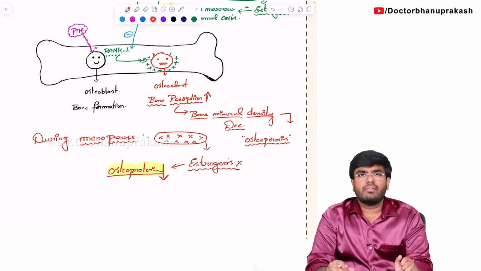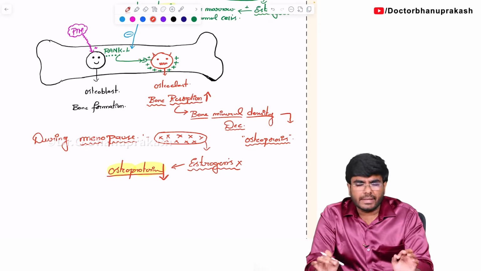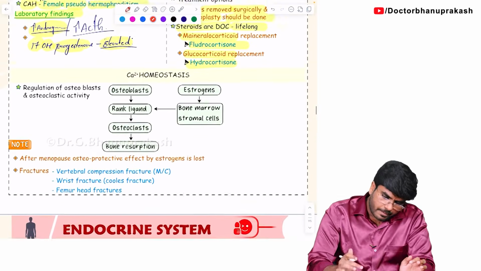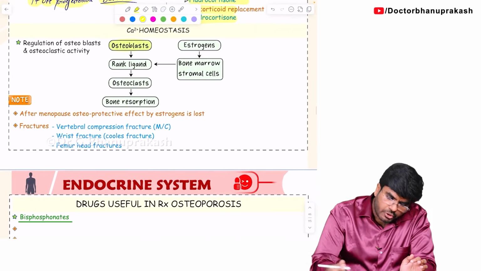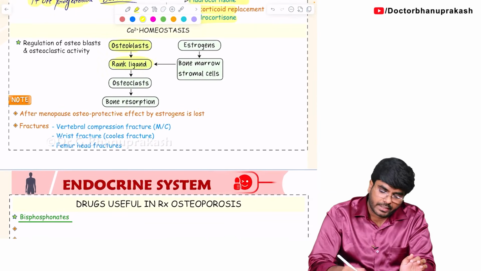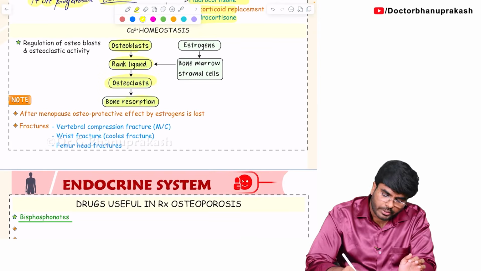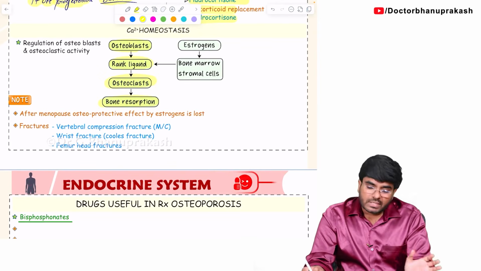Now whatever we have discussed, it's already there in your book. Just highlight it. So look here, my dear students. I have told you it's the osteoblasts which are going to produce the RANK ligand. RANK ligand is going to activate the osteoclast, and osteoclasts are going to control the bone resorption. But what is the counter regulation?